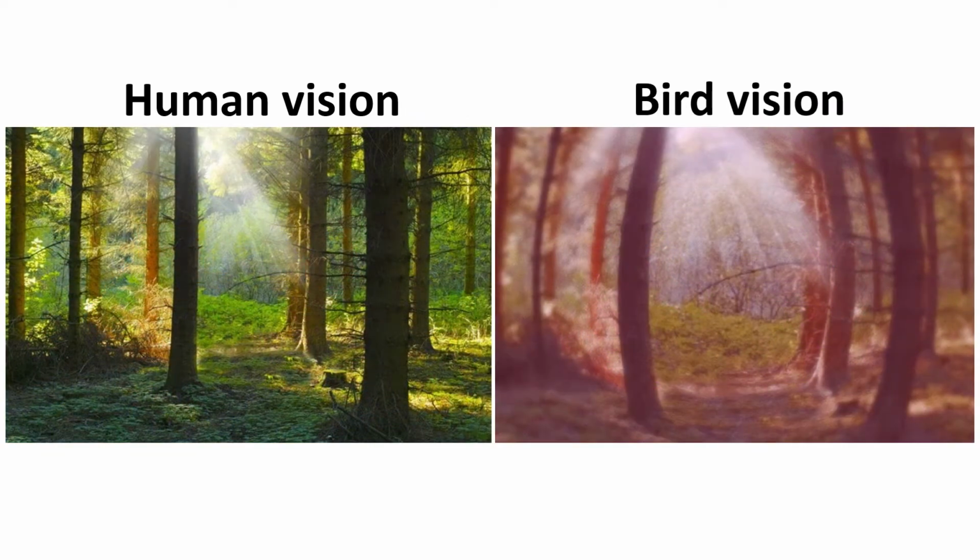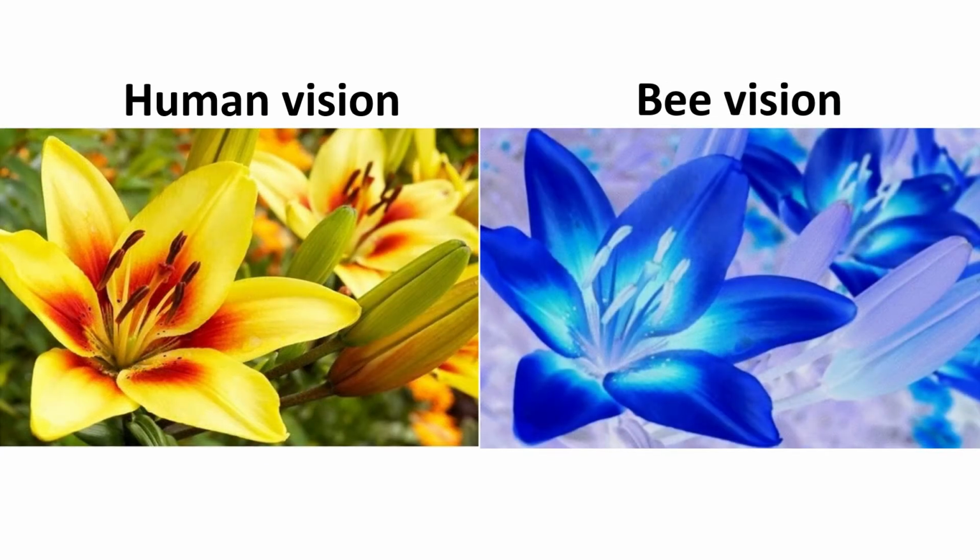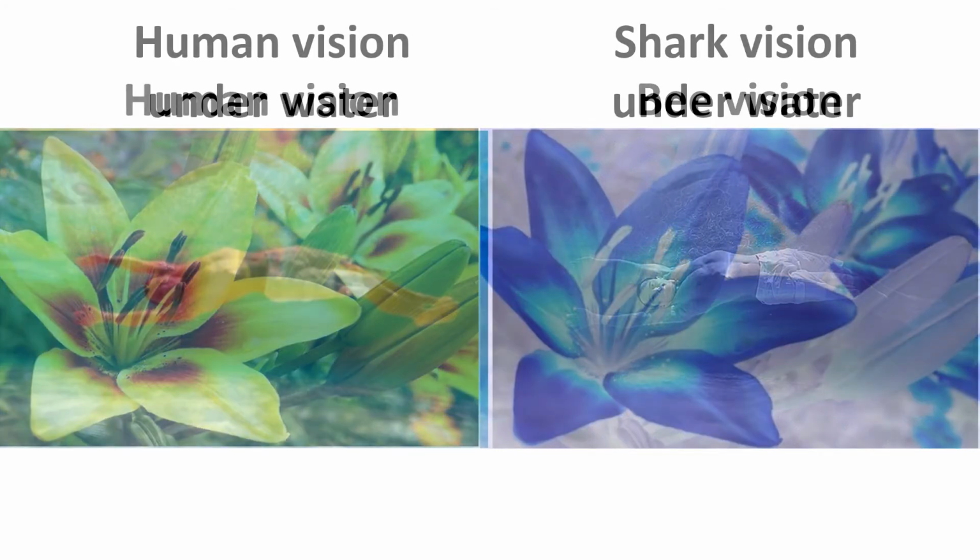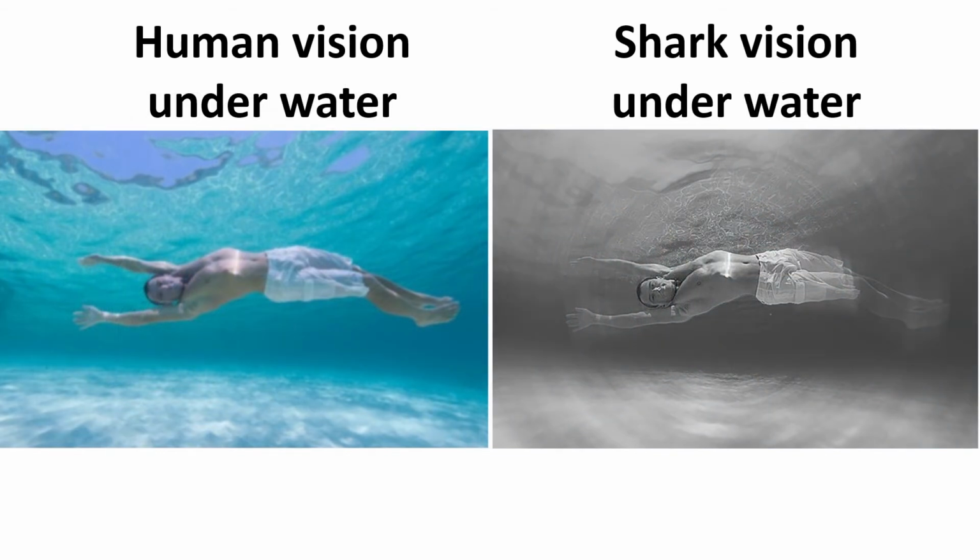Here is an example of human versus bird vision. Birds can see ultraviolet rays. This one is human versus bee vision. Bees can comprehend the world 3 times faster than humans can, and also bees can see ultraviolet rays. This one is human versus shark vision. Sharks don't see any colors, but their vision underwater is much sharper than humans.